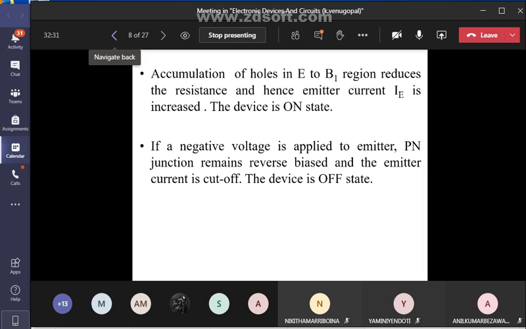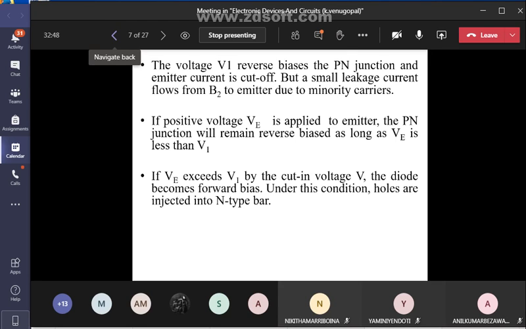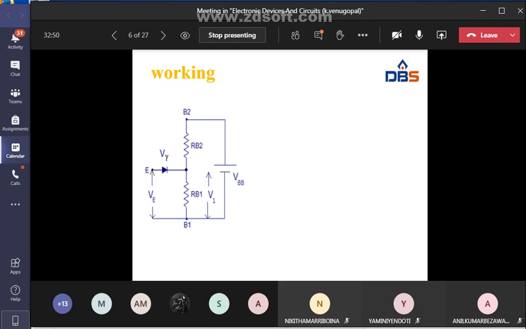In the second case, if a negative voltage is applied to the emitter, the PN junction remains reverse biased and the emitter current is cut off. Then the device is in off state. If you see the characteristics here, if the emitter voltage is negative, the diode is in reverse biased condition, there is no emitter current flowing through the UJT. The device is in off state.